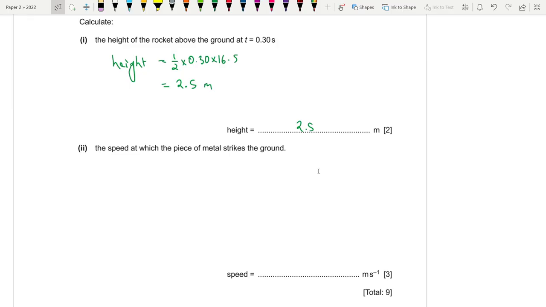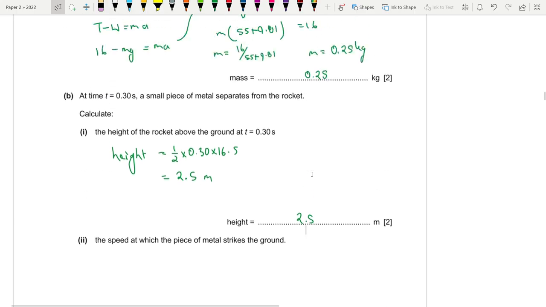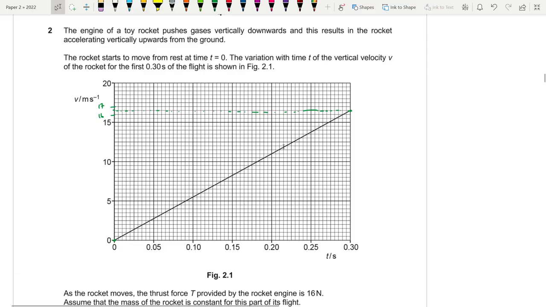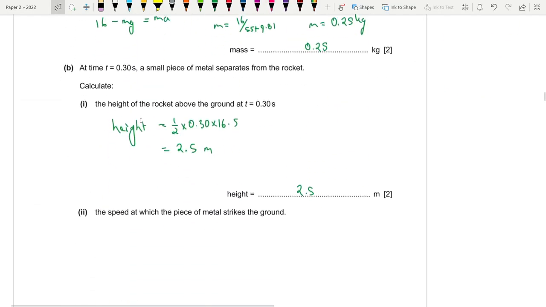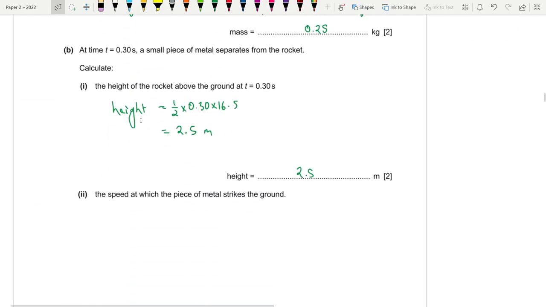The speed at which the piece of metal strikes the ground. Okay. So that metal over there, this is the main rocket, right? The piece of metal just separates, but it is moving at 16.5 meter per second. This is also moving at 16.5 meter per second. It's above the ground at a certain height of 2.5 meters. So what's it going to do? The metal is going to go slightly up and then just fall down. So what do they want us to find? The speed at which the metal strikes the ground.